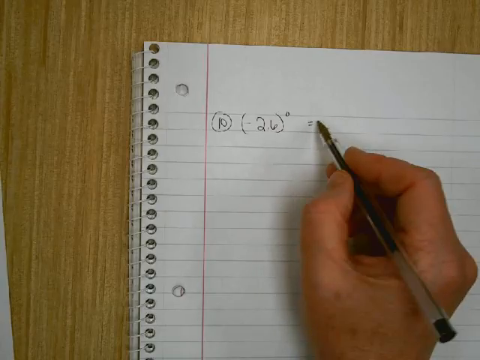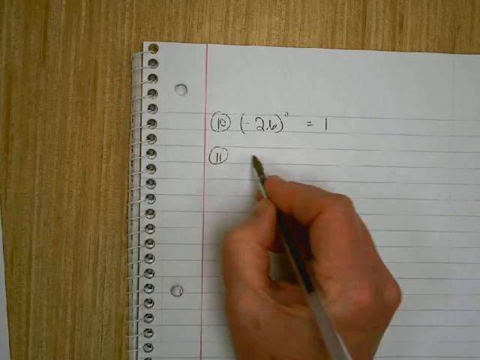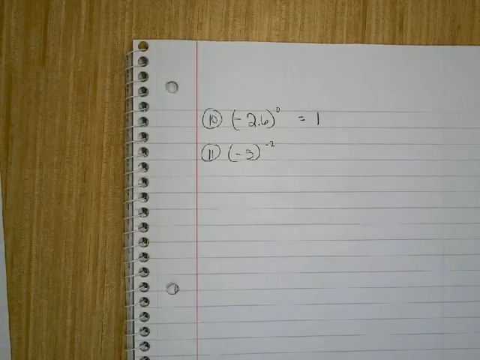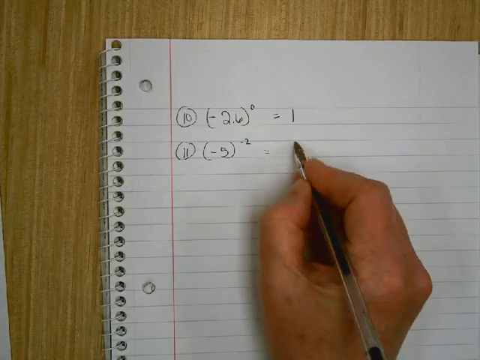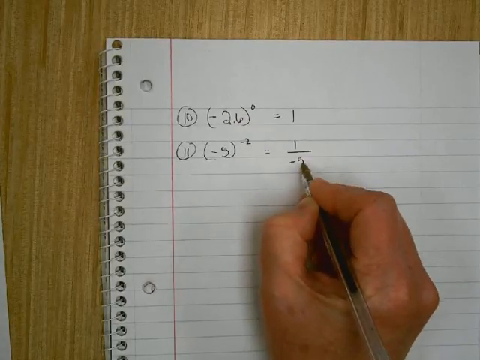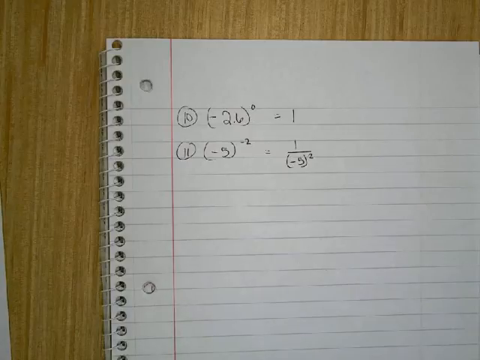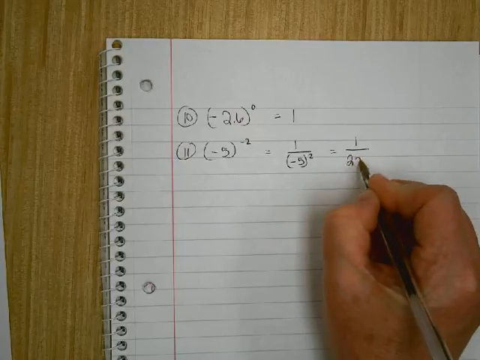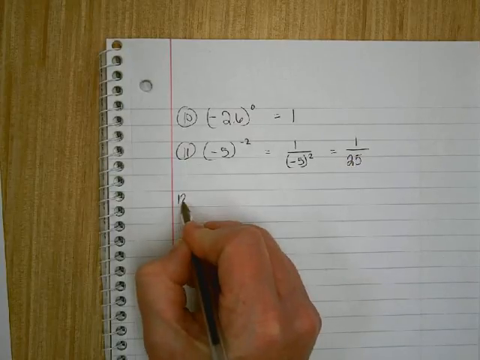1. 11. Negative 5 to the negative 2 power. What does the negative 2 tell us that we need to do? That moves it to the bottom of the fraction. And then you have to square the negative 5. What do you get when you square negative 5? 25. So that's 1 over 25.